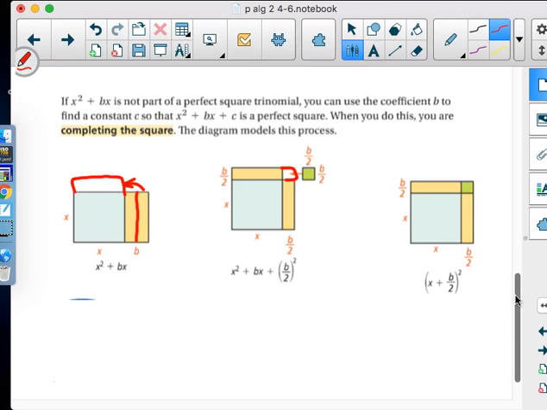We don't have it all. So how do we get that little piece? Well, over here we had B. And we decided to cut that in half so we could split it in these two places. That made it B divided by 2. And this little spot right here would be dimensions B over 2 by B over 2. And that's how we get that B over 2 squared piece. Because B over 2 times B over 2 is B over 2 squared.